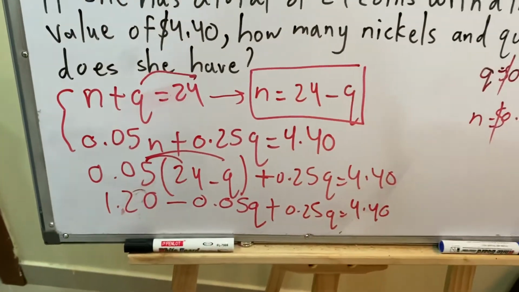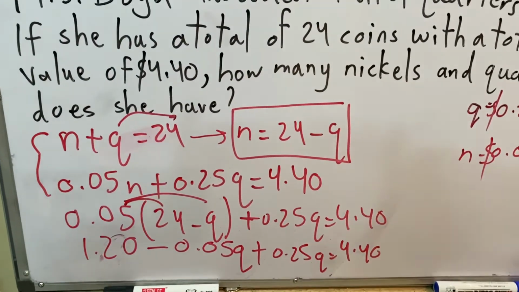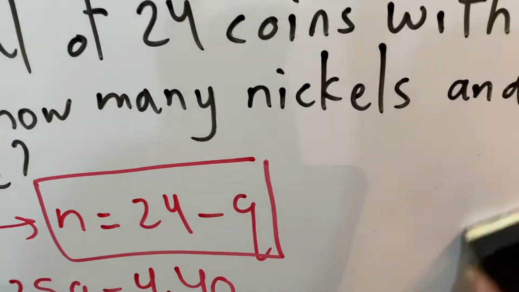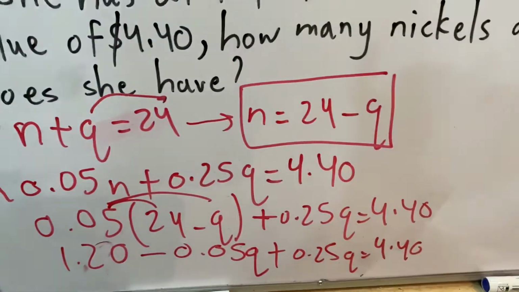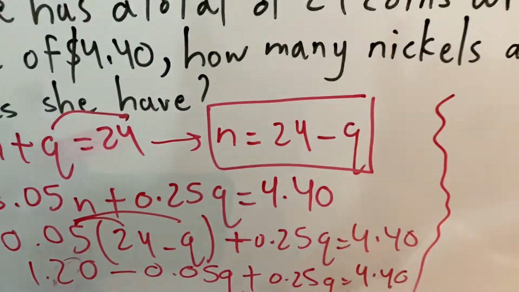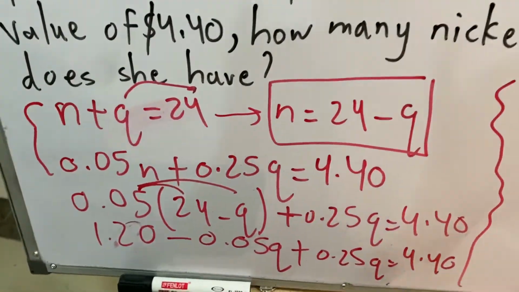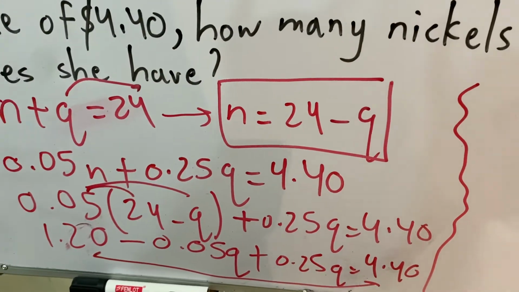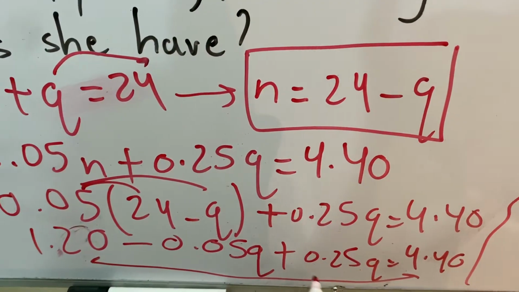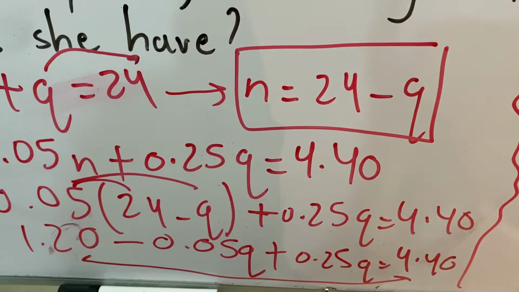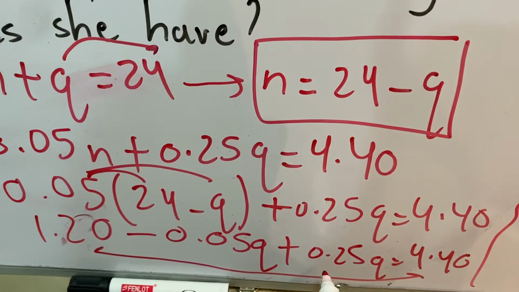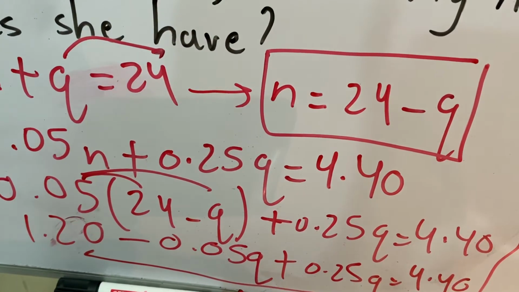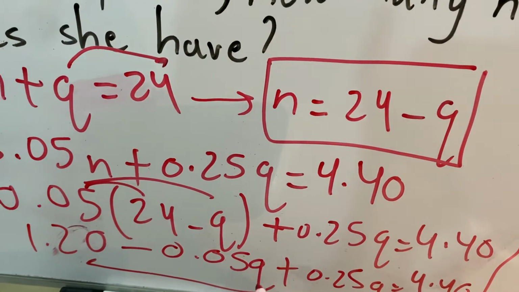Like this. Now I need to continue. I will erase here. Now, I need to continue. I will combine the like terms. I will take the 1.20 to the other side to be with the 4.40. And then I will subtract these two together because they are like terms. Now, if I subtract 0.25 minus 0.05, I can put them above each other and solve directly.